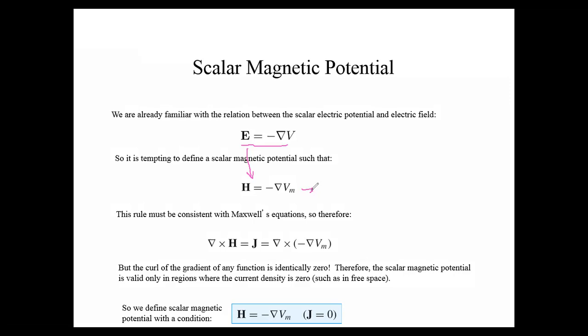Let us try to understand what that limitation is. If you take the curl on both sides of this equation, I will write del cross H is equal to del cross of minus del Vm, right? And there is an identity which I have not told you previously, but here you can remember it, and you can also check it by taking any example of your own: the curl of a gradient is always zero.